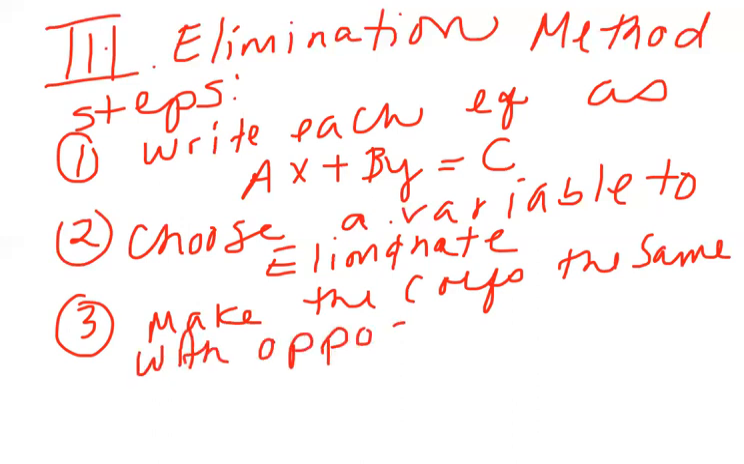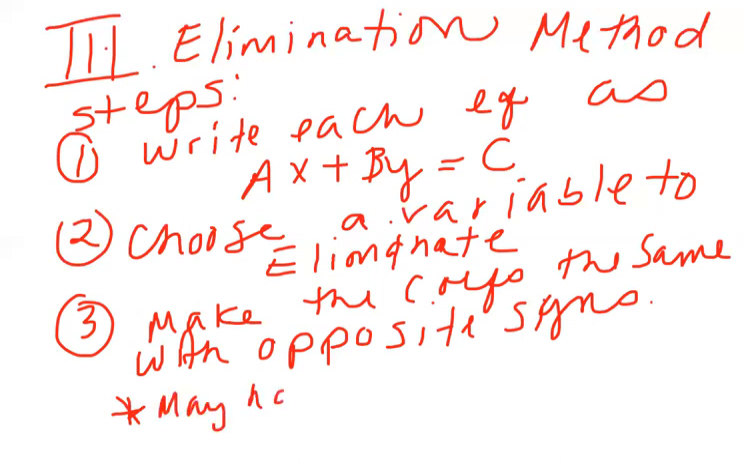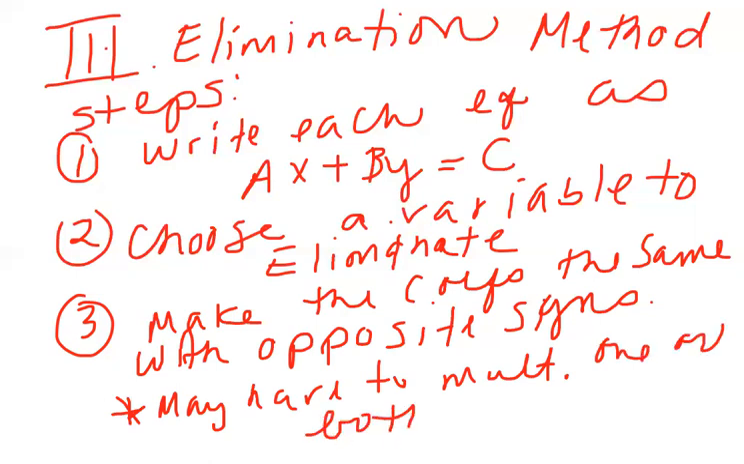And in order to accomplish this task right here, sometimes you may have to multiply one or both equations by a constant. Yeah, you may have to multiply one or both of these equations by a constant in order to make the coefficients the same with opposite signs.